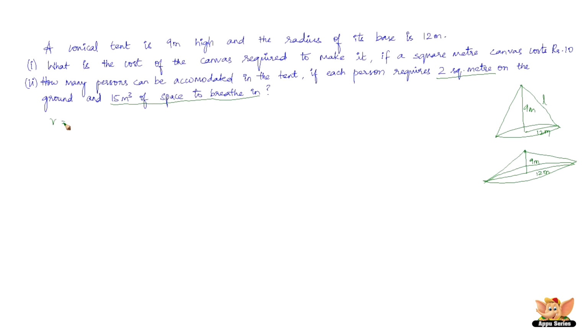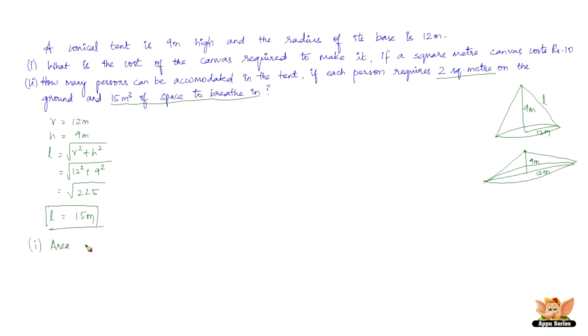Now let the radius be r, which is 12 meters, and let the height be h, which is 9 meters. Using these two, we need to find the slant height, which is root of r square plus h square. I'm not going too deep into the working of this because we've done it a couple of times already. So let us quickly find the value of L, which is root of 12 square plus 9 square, which is root of 225, which is 15 meters. So we found L as 15 meters.